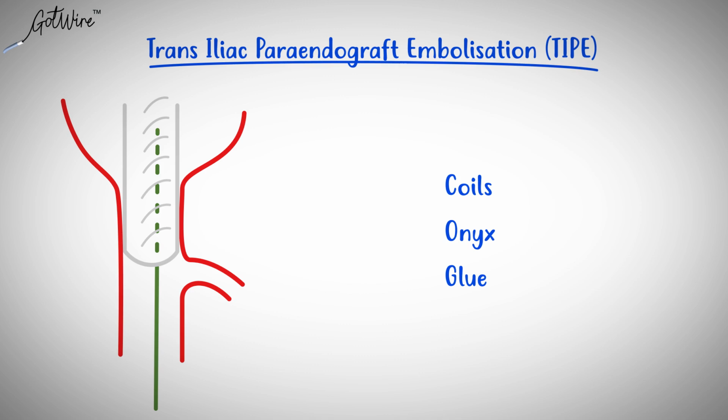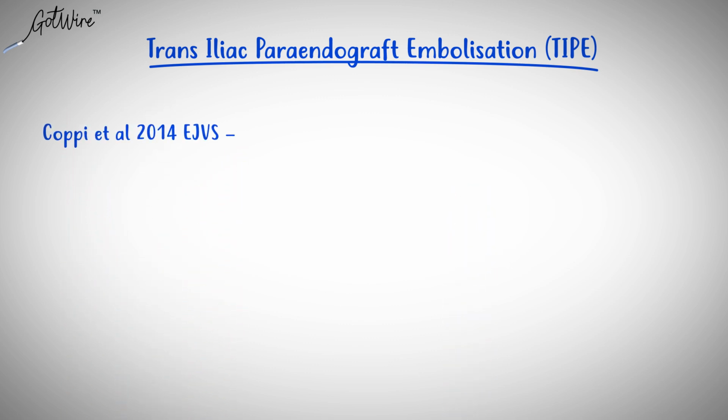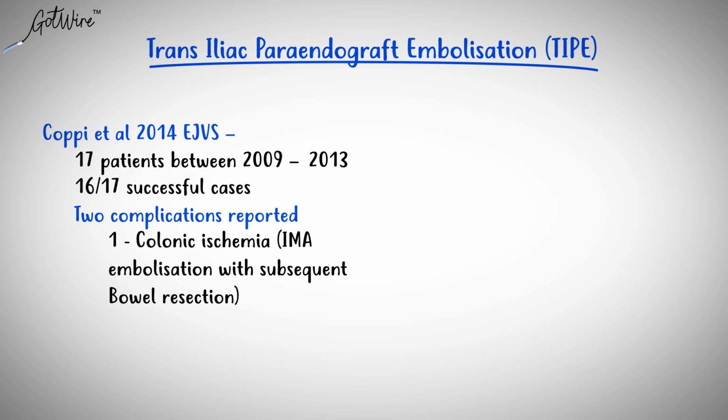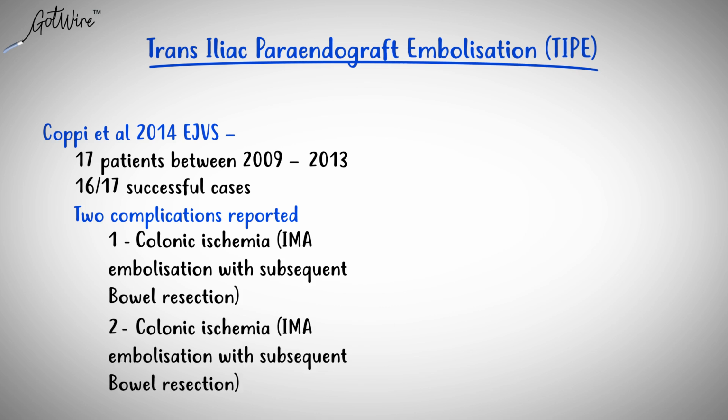Results of the TIPE technique have been reported in 2 main series. The first description and results, published by Coppi et al. in the EJVS of 2014 from Italy, showed successful treatment in 17 patients between 2009 and 2013, with 16 out of 17 successful cases. They also reported 2 complications. The first, colonic ischemia in 1 patient as a result of IMA embolization who required surgical bowel resection and had a 52-day admission, and a type 1b endoleak that required an iliac extension.